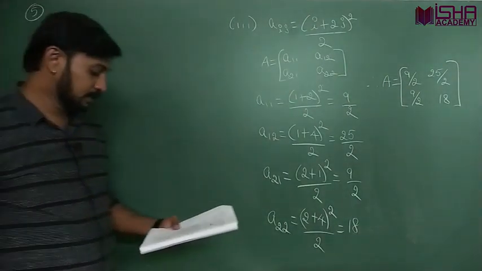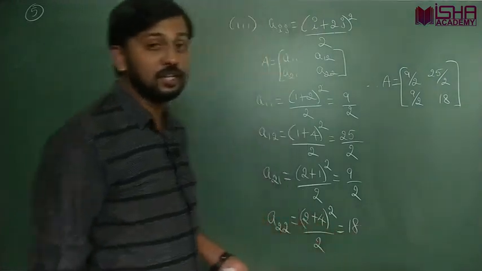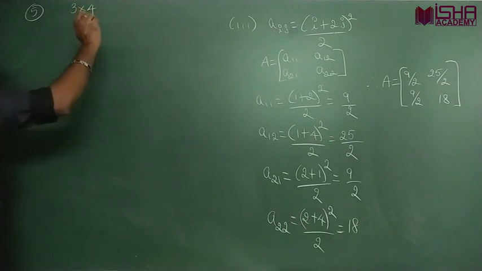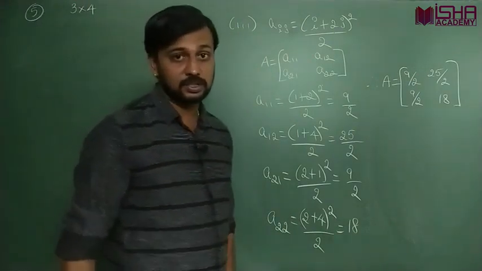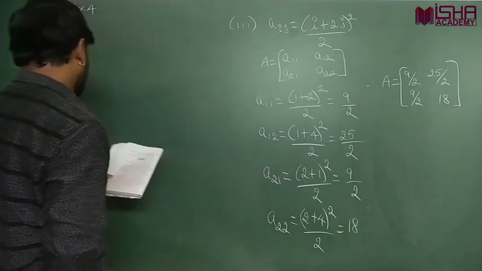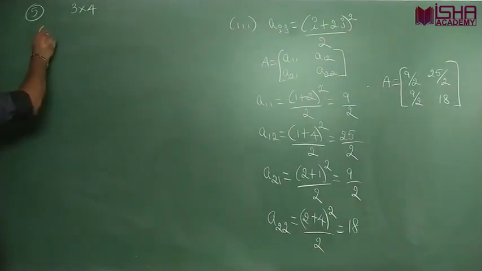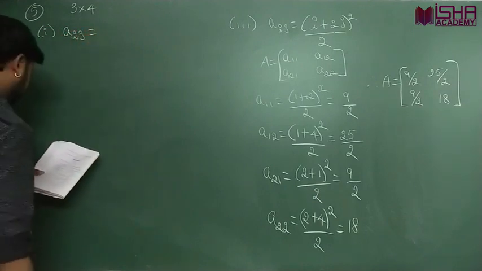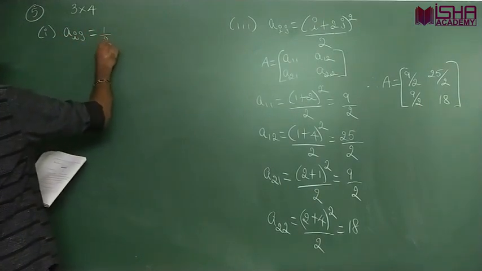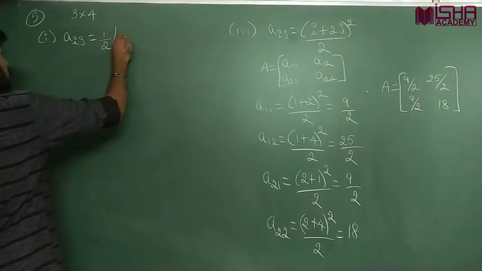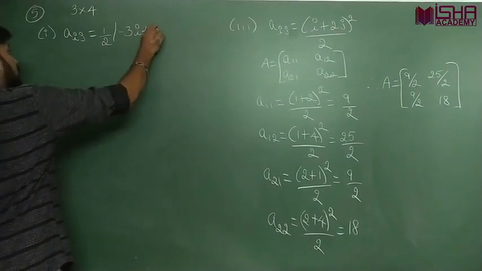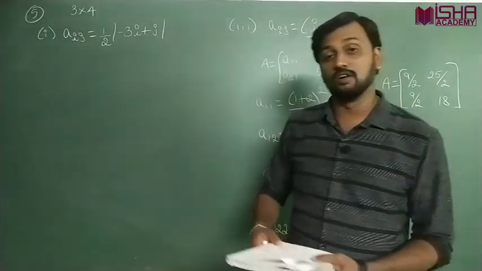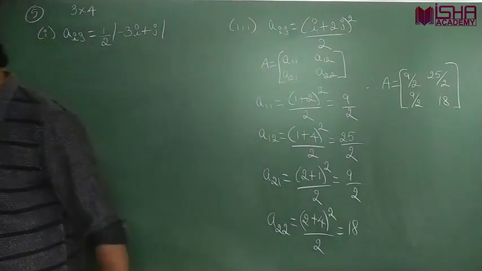Now question number 5. Look at the textbook, what is given? Construct a 3 cross 4 matrix, that is 3 rows and 4 columns, whose elements are given by the following. The first one: A_ij equals 1 by 2 into modulus of minus 3i plus j.